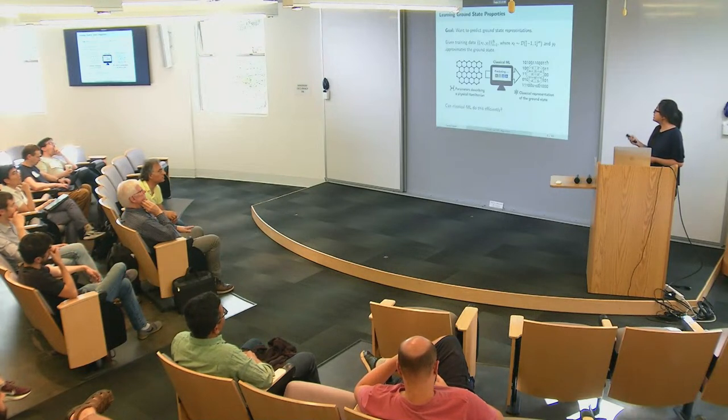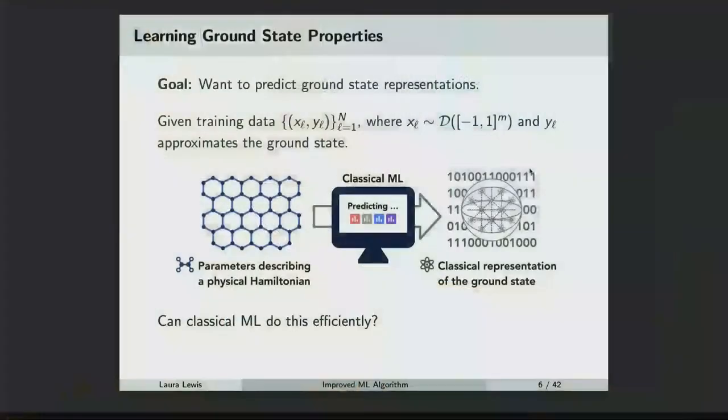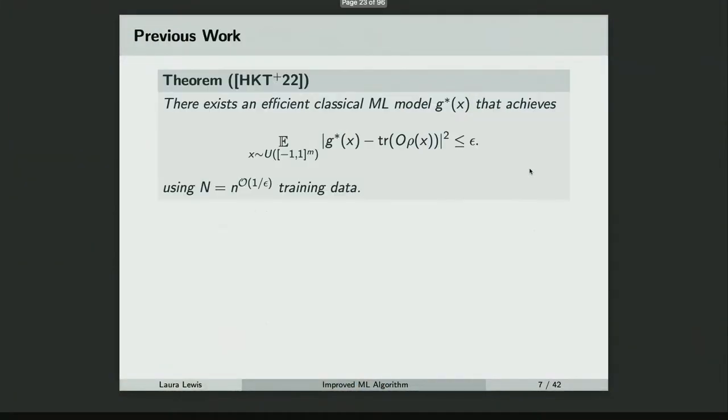Yeah, and so the question of can classical ML do this efficiently was answered in a previous work by Robert and collaborators, which shows that there does indeed exist an efficient classical machine learning algorithm, so I denote this as the G star here, that achieves this low average prediction error. There are a few things I'd like to point out about this result, which is, first, notice the training data size. So it scales as n to the order 1 over epsilon, where n is the number of qubits, and epsilon is this average prediction error.